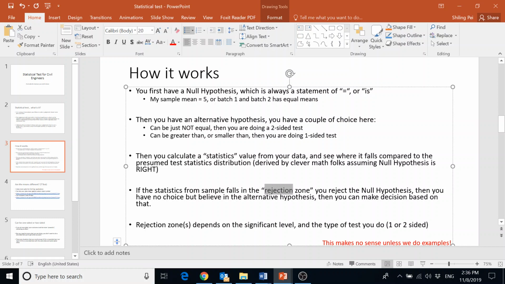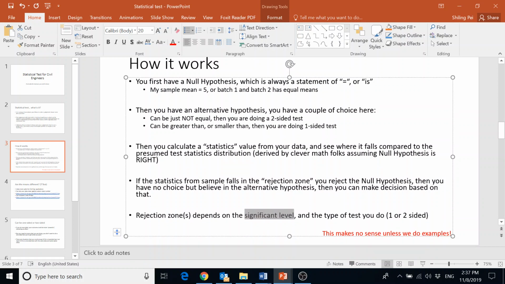The rejection zone depends on the significance level. If your significance level is high or low, basically you want your result to be very significant, then your zone is going to be bigger or smaller. And also, if you're doing a one- or two-sided test, your rejection zone is going to be different. Of course, this makes absolutely no sense unless we do some examples.